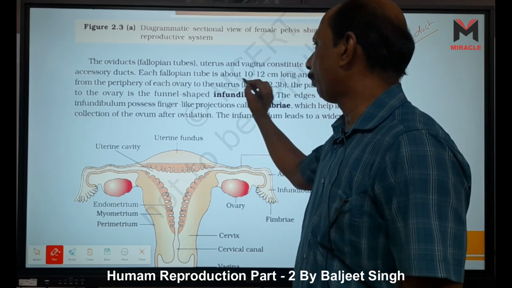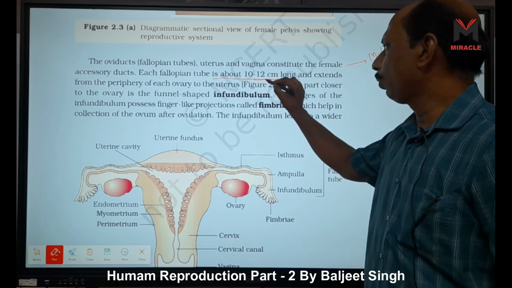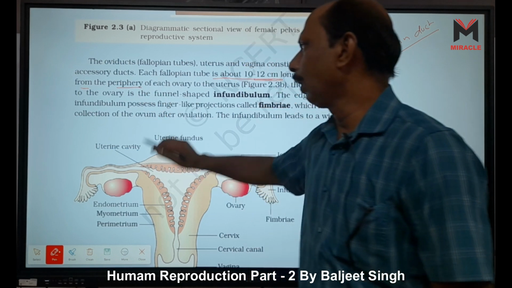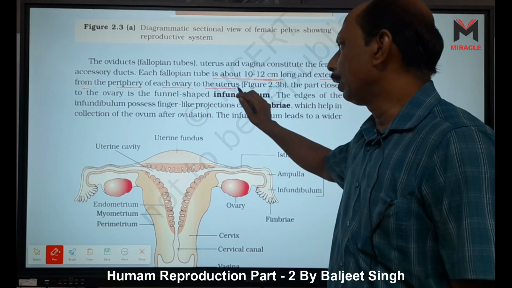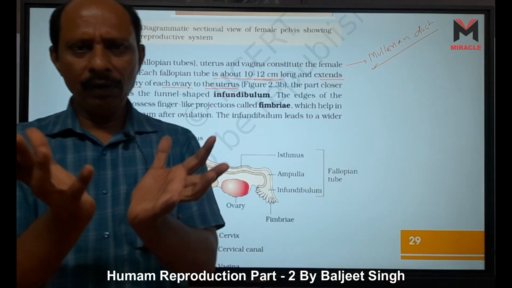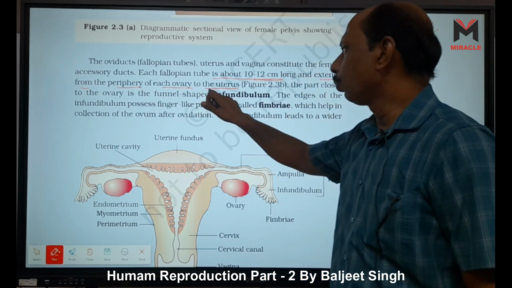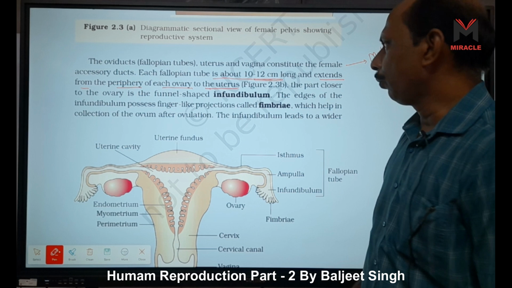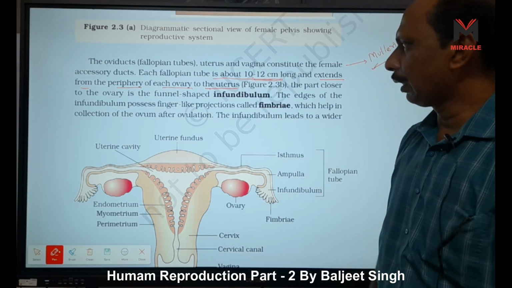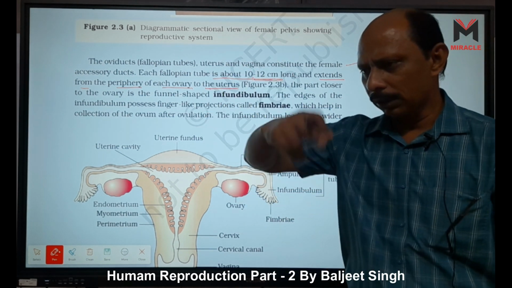Each fallopian tube is about 10 to 12 centimeter long. It is the length of how much? 10 to 12 centimeter long, and extends from the periphery of each ovary to the uterus. You can understand the distance between the ovary and uterus. It is near about 10 to 12 centimeter. It is the length of our fallopian tube, right?